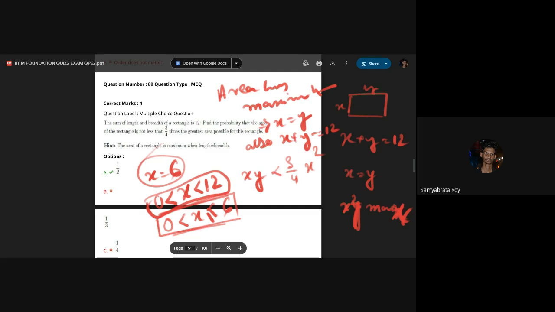Yes or no? Sir, it's slightly confusing, sir. Okay. So the question is asking that it should not be less than 3 by 4 times of the greatest area possible, right? So shouldn't we take the greatest area into consideration so that it would be easier? Okay, then let me do it explicitly. Yeah, Tanisha, go ahead.